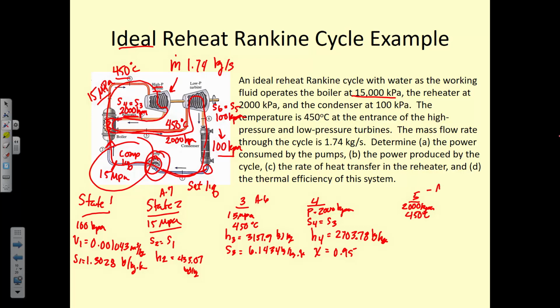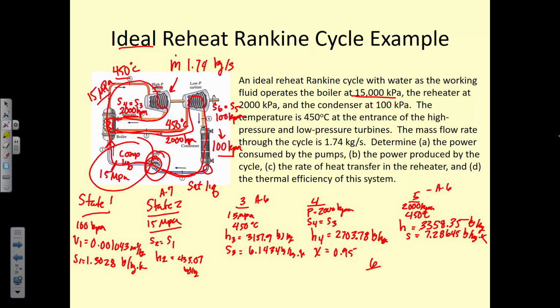It's superheated, so we're on table A6. We found our h at state 5 is equal to 3358.35 kilojoules per kilogram. And our entropy at state 5 is 7.28645 kilojoules per kilogram Kelvin.